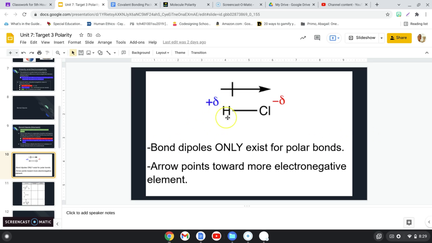So if these were two chlorines bonded together, there wouldn't be a dipole. They're the exact same. But since hydrogen is a lot less electronegative than chlorine, the arrow points this way. So this means this has a slight positive charge over here. This has a slight negative charge over here because the electrons are going to be hanging out over here more.